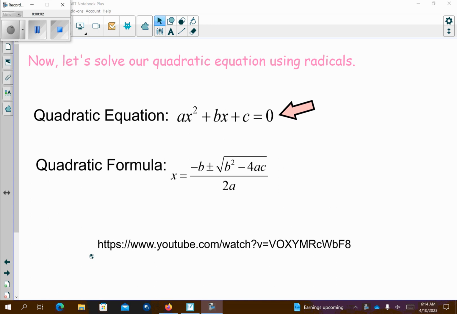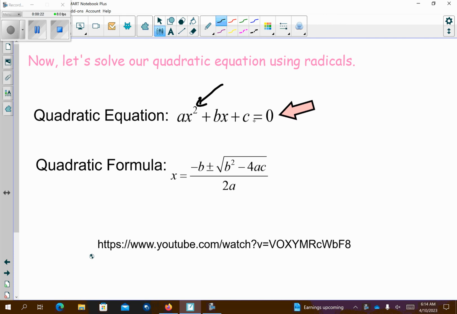Hello. So this is a new idea to solve quadratics. Remember, a quadratic is something that has a term that's raised to the second power. So this is what makes it a quadratic. Notice a few things about this.